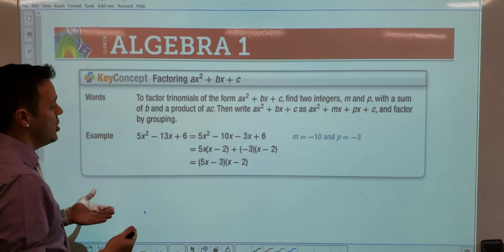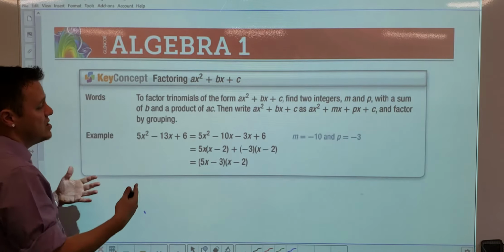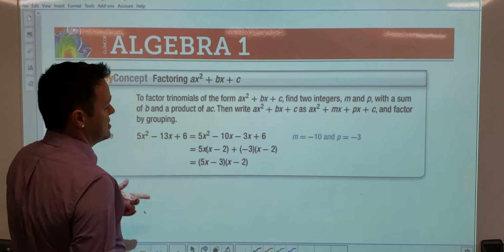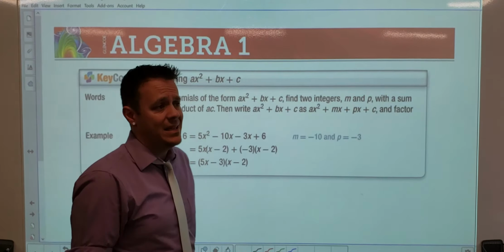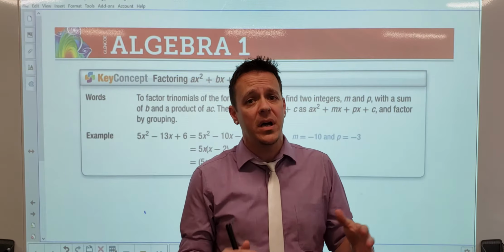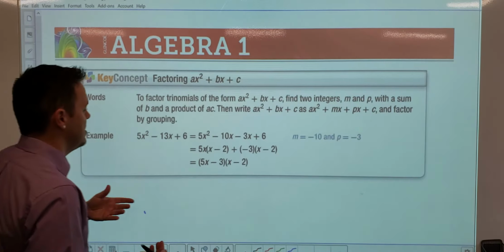Now, in the book, I want to let you know, it does talk about writing these equations out and solving by grouping. I don't like teaching this method because a lot of you don't understand it, but I will show it on the screen to make sure you understand.